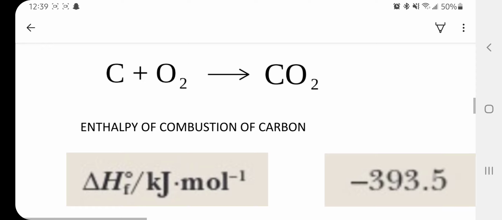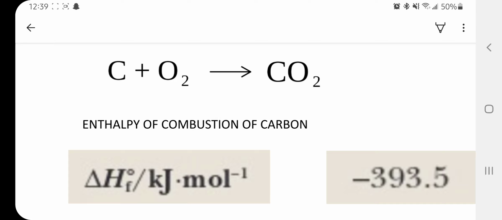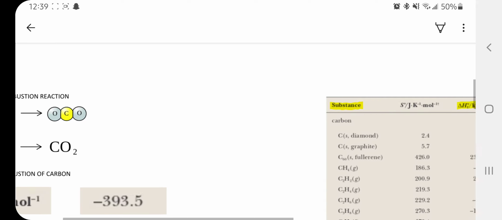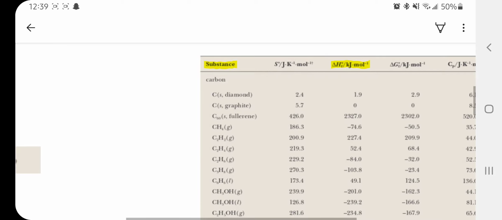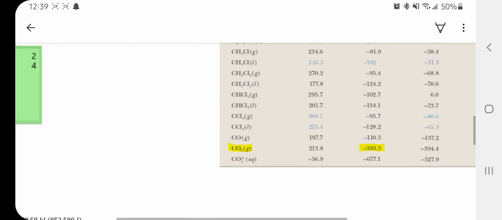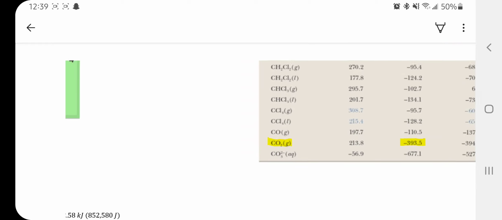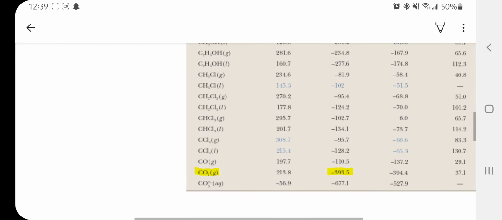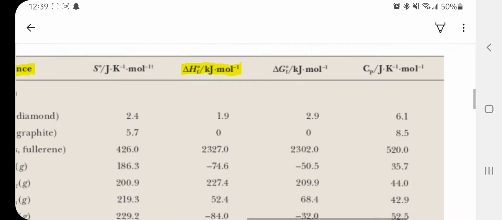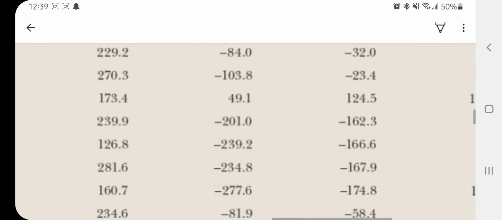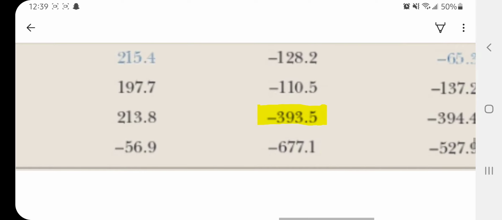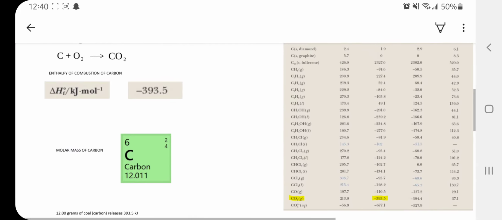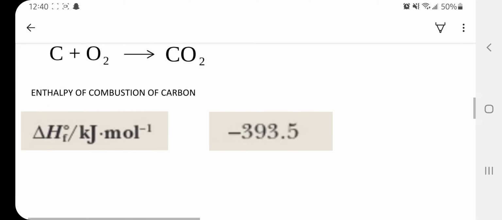Afterwards, we want to find the enthalpy of combustion of carbon, which we can do by referring to our enthalpy of reaction chart. For our substance, we're looking for carbon dioxide. Well, carbon or coal. And we can find it with the delta H, which for our case is negative 393.5, which is what we have here.